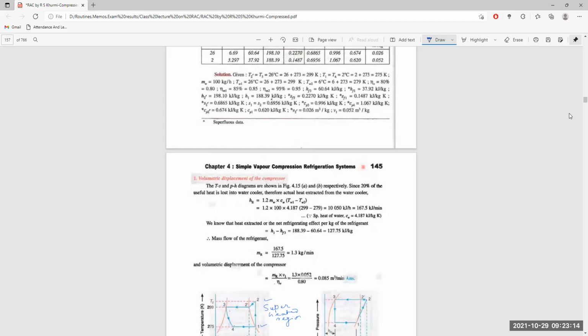And the weight of the circulated water is 100 kg per hour itself. Its higher temperature, from where it is supposed to be cooled, is equal to 299 Kelvin, and the lower temperature up to which it will be cooled is only 279 Kelvin itself. The volumetric efficiency is 80%.